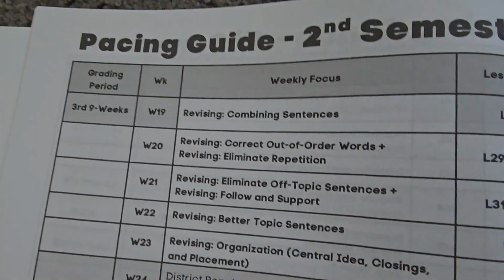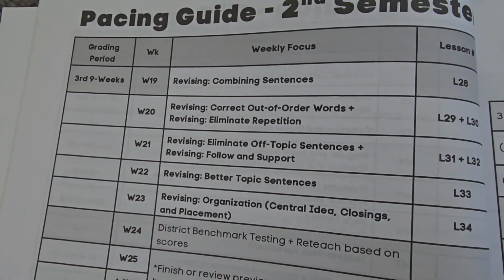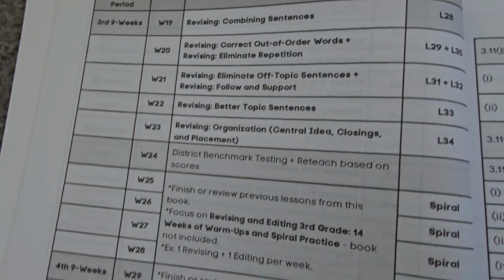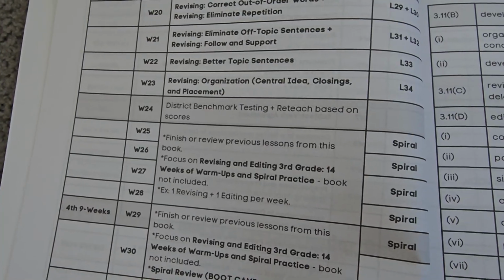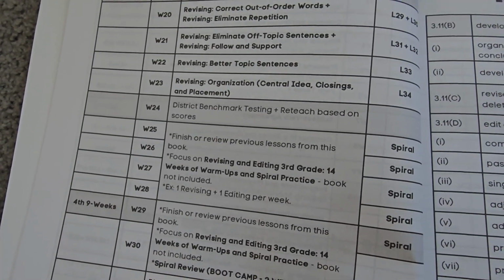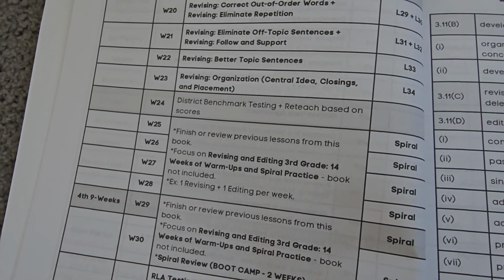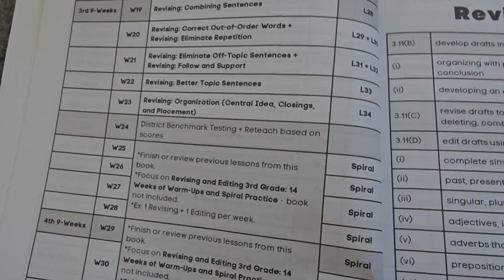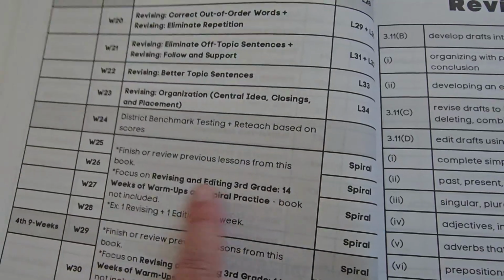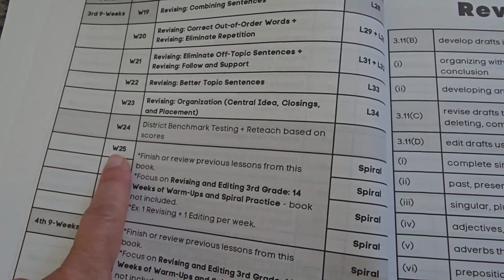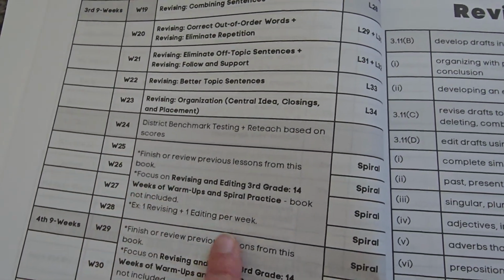Okay. Then second semester, it gets into revising one skill at a time. Then basically gets into using part 2 to this book, which is the revising and editing workbooks that you might be familiar with. So that is when you would do the spiral review from basically week 25 or February all the way to STAAR, okay?